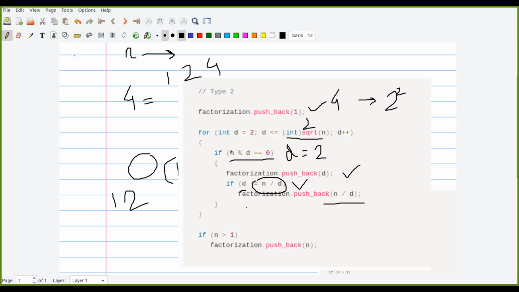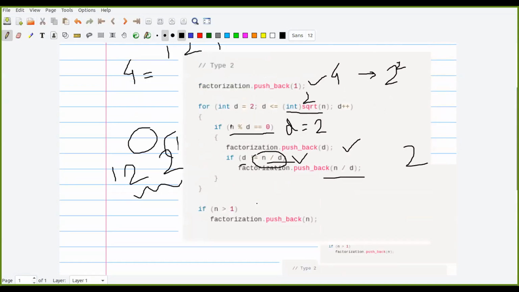It's just to remove duplicates. If d is equal to n by d, you will have two same values. If we don't check this, n by d will again give me 2, and 2 will again enter the same array. So we don't want repetitions of same factors. We want distinct factors only. That is why we need to put this check, so that square numbers can be handled. Does that clear your doubt?